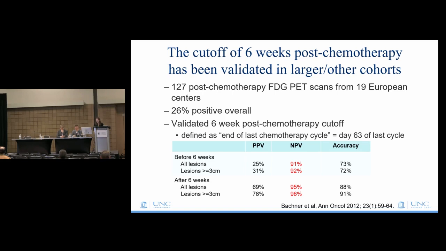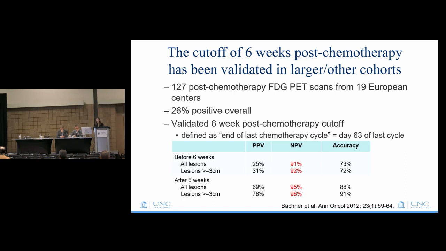But really, both positive predictive value and negative predictive value went up a lot in the after 6-week time frame. And I just want to point out, as a medical oncologist, that this 6-week number is actually not after the last cycle starts, but after the last dose of chemotherapy. So it actually ends up being like day 63 if we count cycle 4, day 1. So it's a good few months to wait after people finish chemotherapy to consider getting a PET scan.